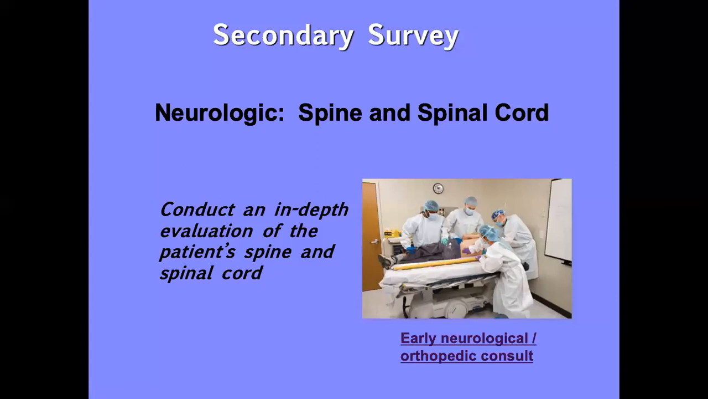Now, log roll technique should not be done often. So once you are doing it for the spine evaluation, you should also look at the back of the chest, as well as the back of the abdomen. So you can look for the renal angle tenderness. You have to auscultate the patient's chest from the back. So try to get the maximum amount of information from the patient examination while the patient has been log rolled to one side.